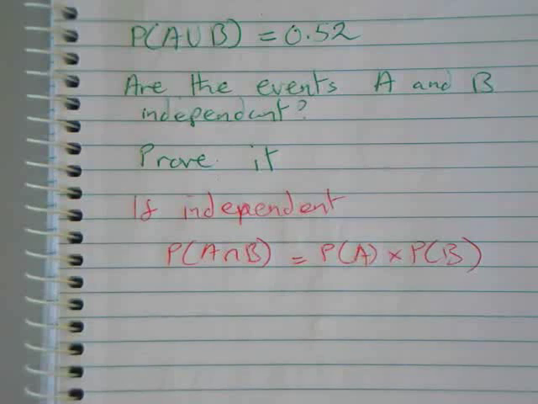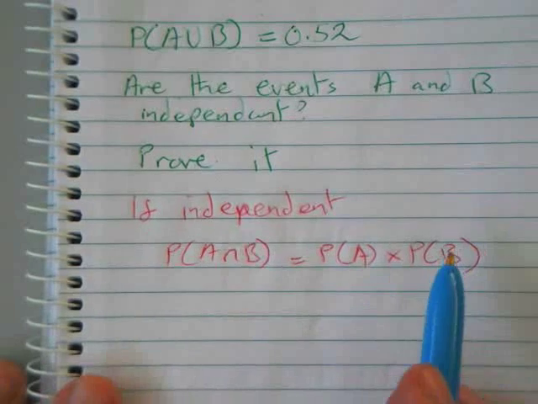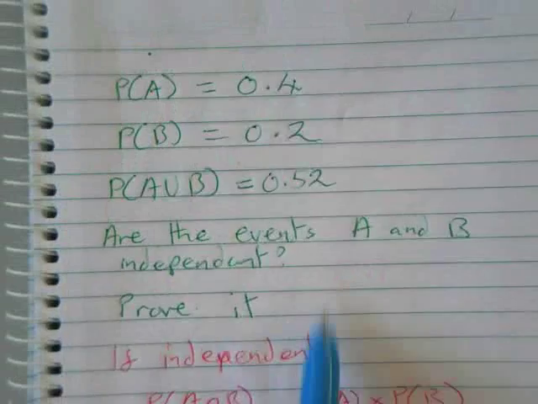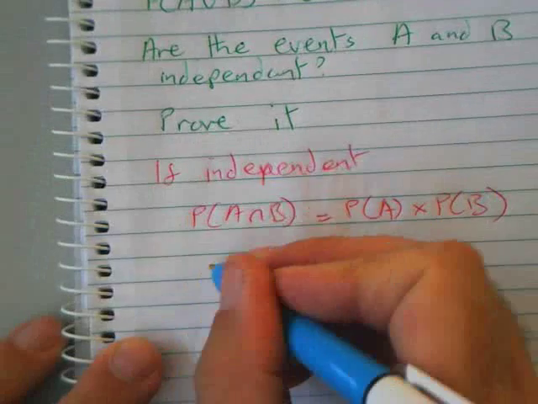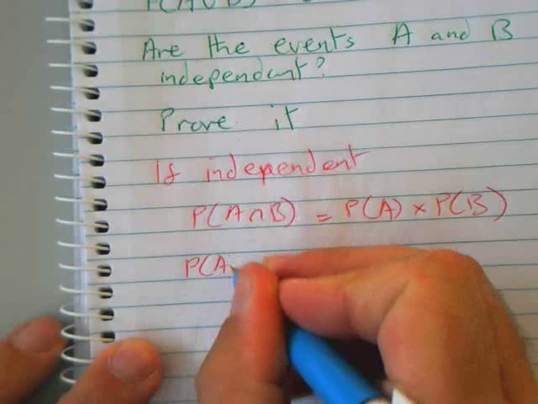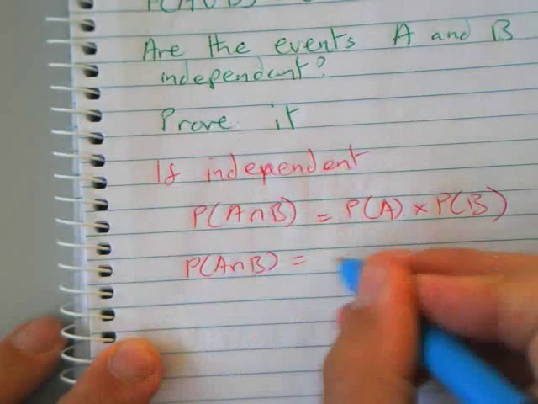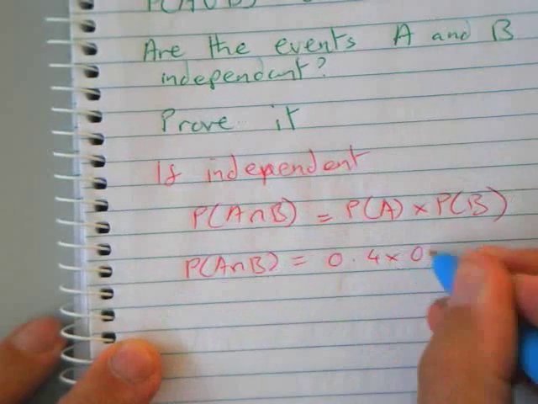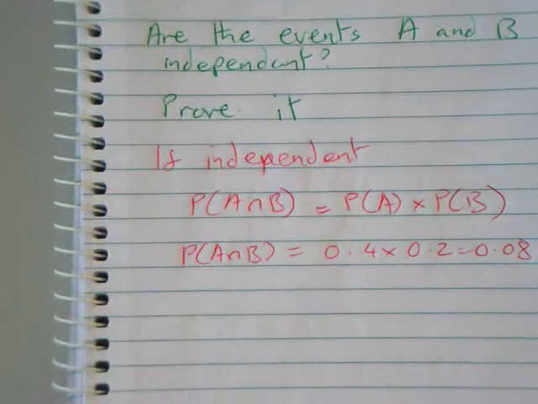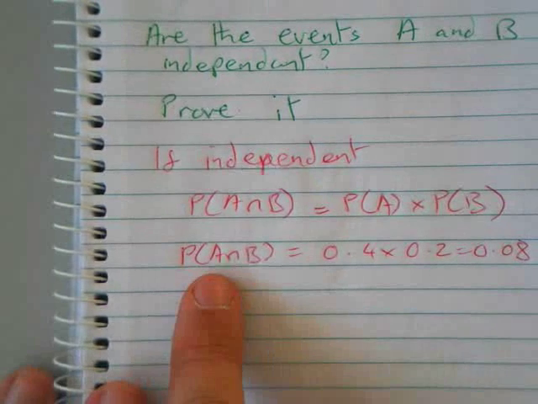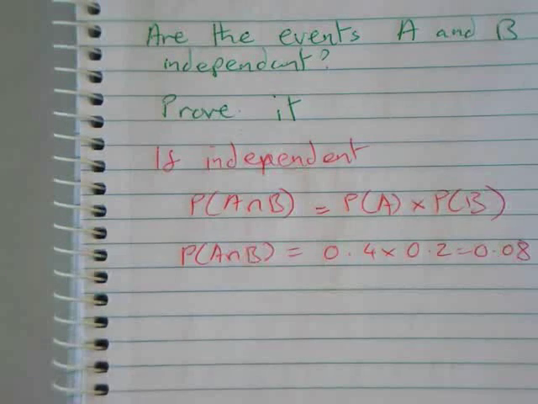So let's pretend that these are independent. The probability of A is 0.4 and the probability of B is 0.2. So in this context, the probability of A intersection B is 0.4 multiplied by 0.2, which is 0.08. So we've now got a value for what we think A intersection B should be.